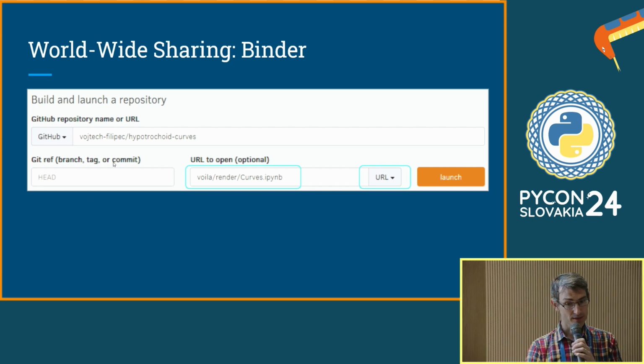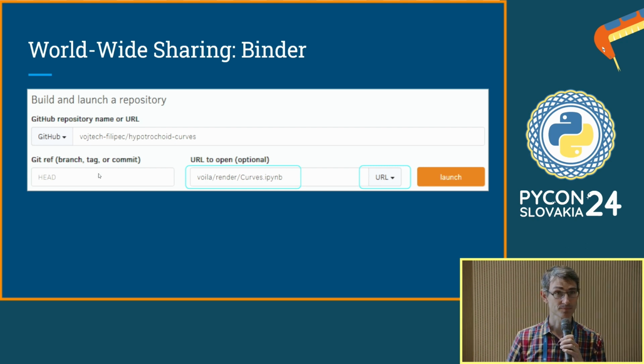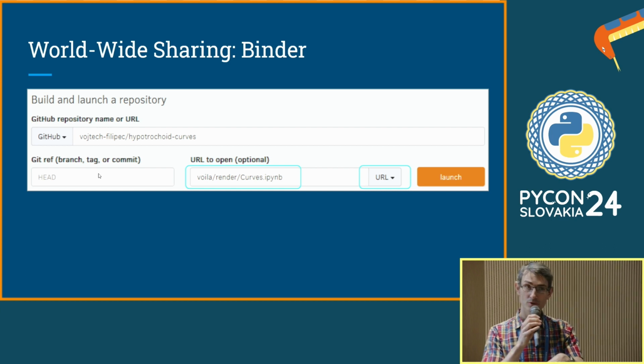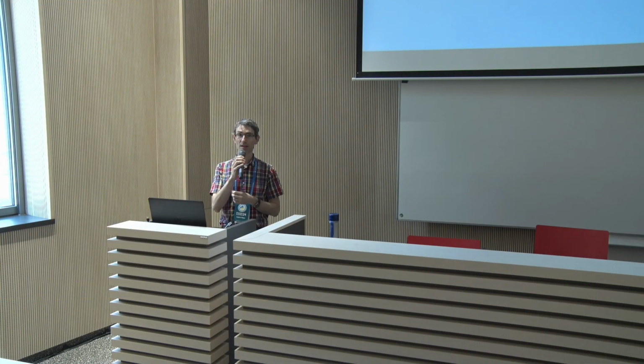How does it work? You basically come to this dialog, which is on the Binder page, and say, on GitHub, I have this repository, Wojciech-Filipec/Hypotrochoid curves, and I want you to show the curves notebook, and you can even say which commit. Upon clicking launch, Binder clones your repository at the Binder server, at Binder infrastructure. Then it runs, I think, a Docker container with Ubuntu. Well, simply it prepares the infrastructure for running your notebook in Jupyter Lab. And after a while, it really prepares the Jupyter Lab with your notebook.